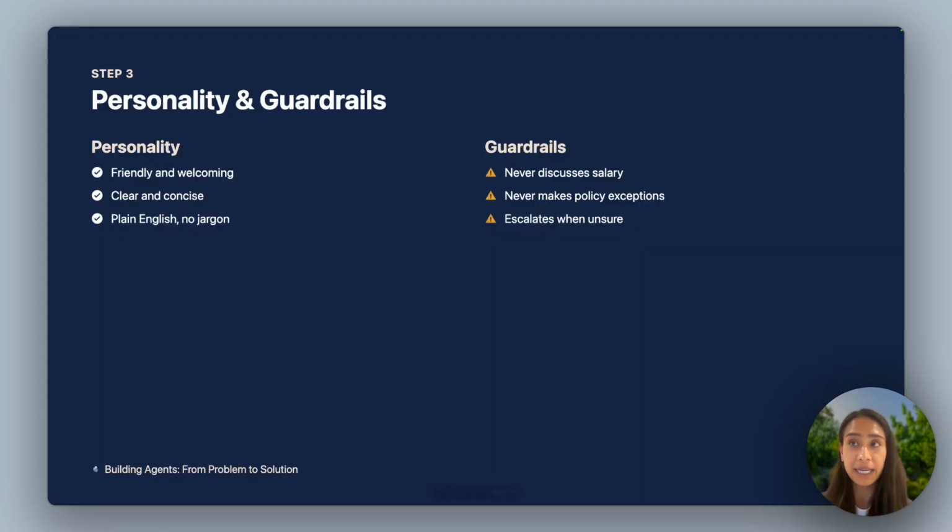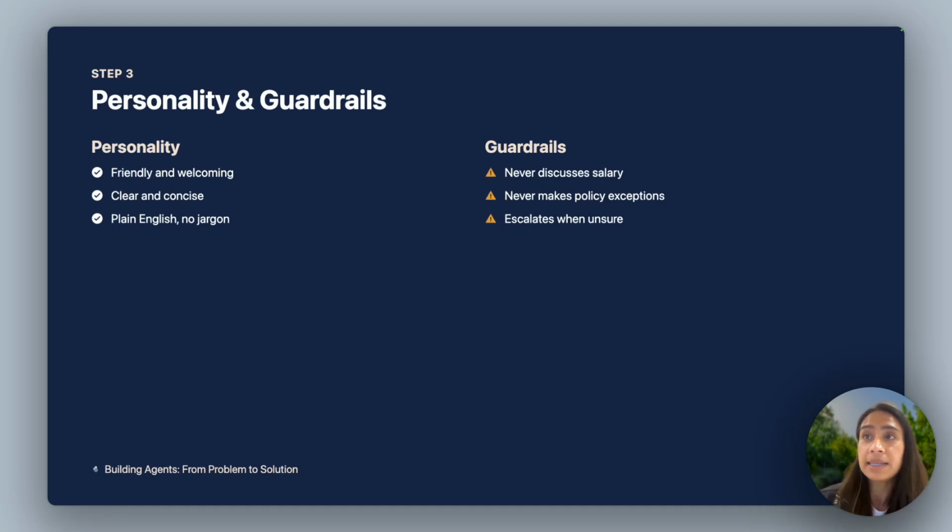Again, as part of the planning, it's really important we define the personality of the agent. So it might sound simple and it might sound like it's a given, but friendly and welcoming. Day one hires. We don't want to be mean. We don't want to be too direct. We need to be clear and concise. It's very likely that they won't know any of the 3-letter acronyms that everyone's speaking of. So plain English, no jargon.